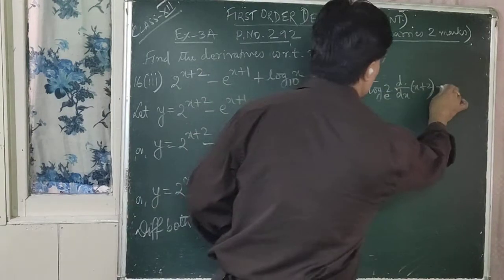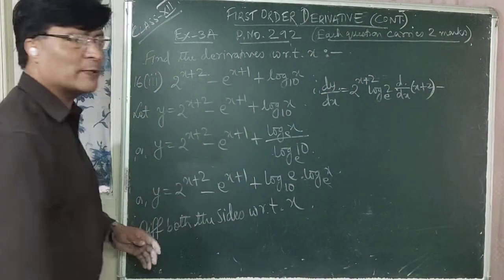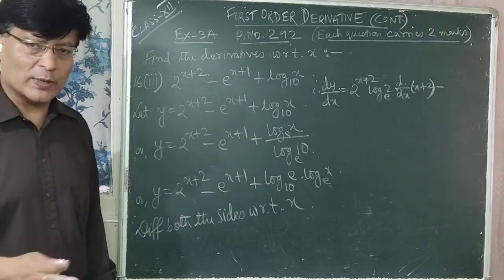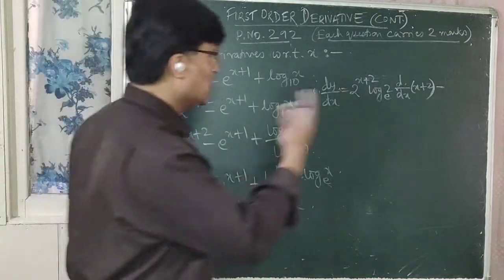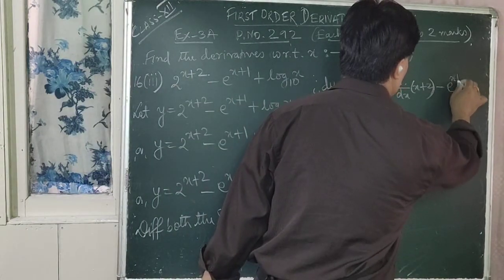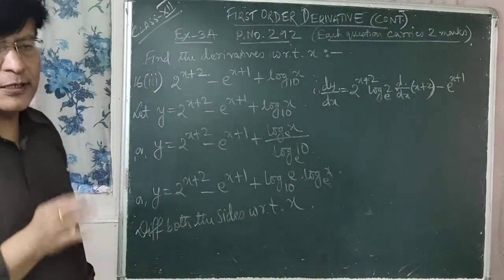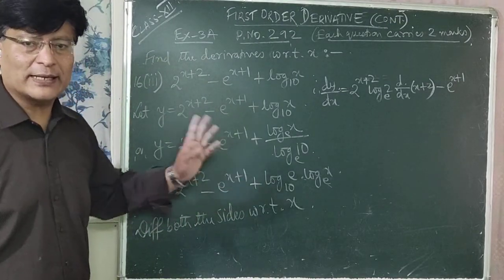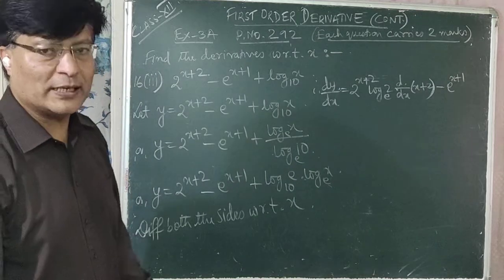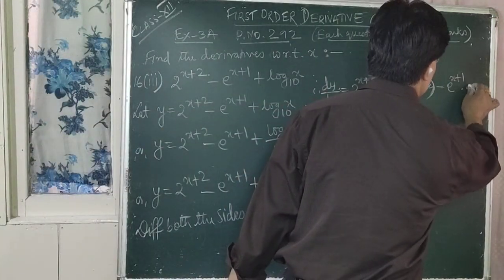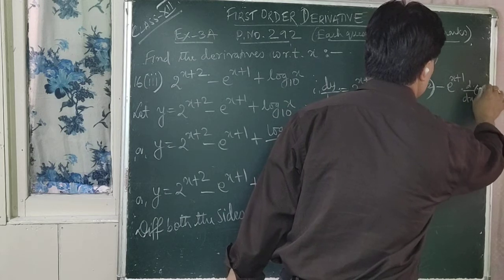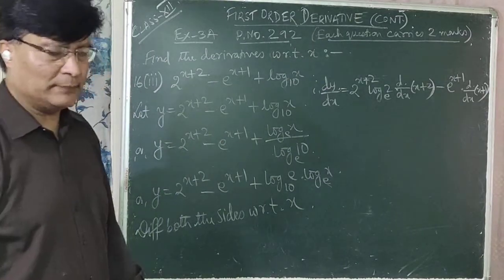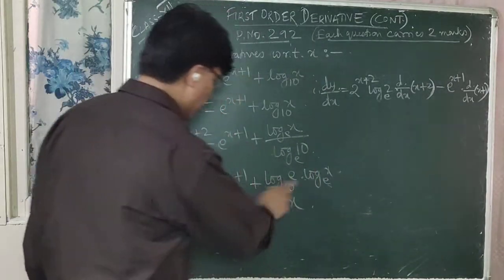Next, minus. What is d by dx of e to the power x plus 1? It is just like your e to the power x. Which function is taken as x? X plus 1. What is the differentiation of e to the power x? It is e to the power x, but here it is e to the power x plus 1. Again, you have to differentiate the function which is assumed as x. Which function was assumed as x? X plus 1. That x plus 1 should also be differentiated. Okay? That means d by dx of x plus 1. Right? As there is no space there, let us write it in the next step for the third one.